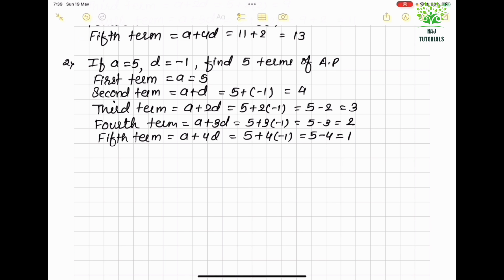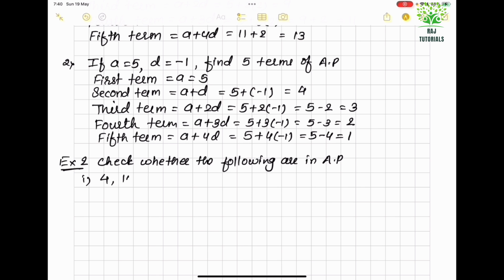Now suppose I take a second example, that is, check whether the following are in AP. So see, the first one is given to me: 4, 10, 16, 22, and so on. So he has asked me, is it an AP? So see, the first term is A, that is 4.